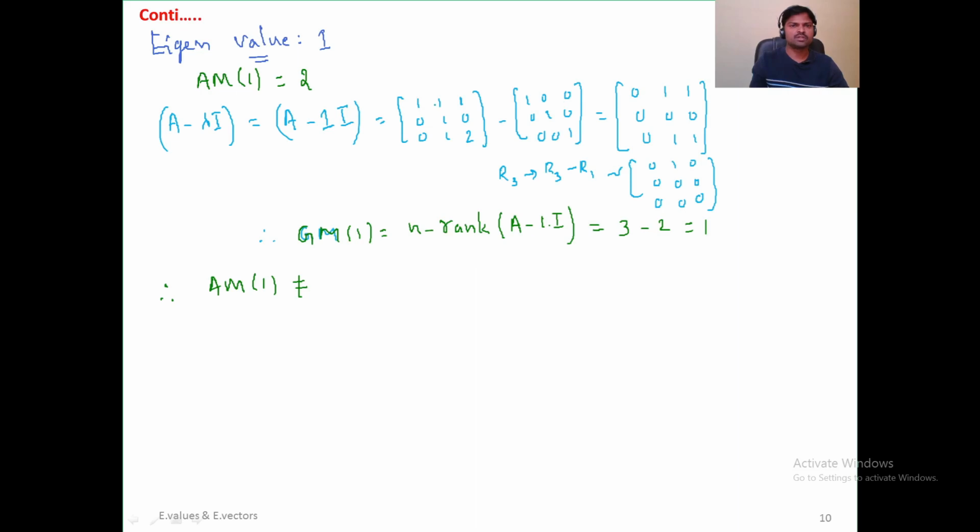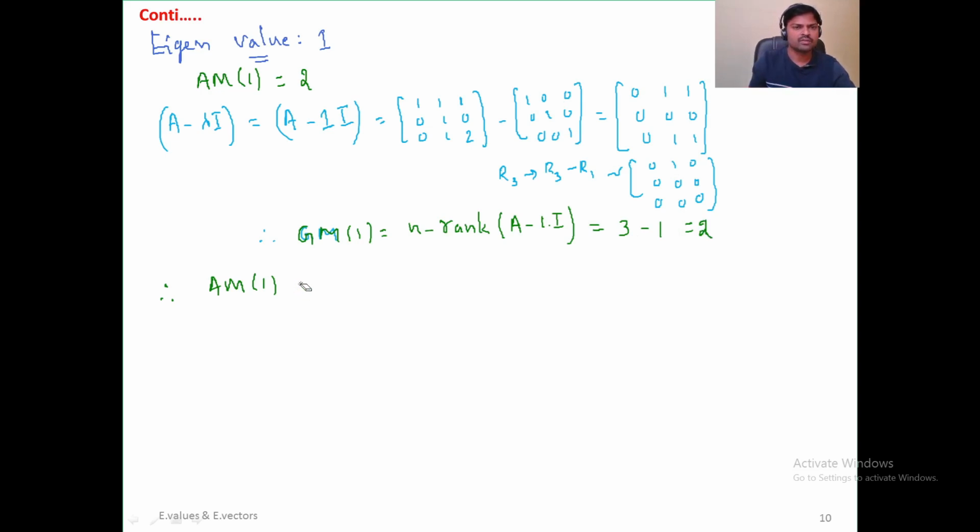Matrix substitution is wrong. This is 1 1 1. Now what happens? N minus rank. So 3 minus this rank, which is 1. The rank of A minus I is 1, the number of non-zero rows in the reduced form. So 3 minus 1 is 2. So here it is satisfied, right? So therefore it is satisfied.